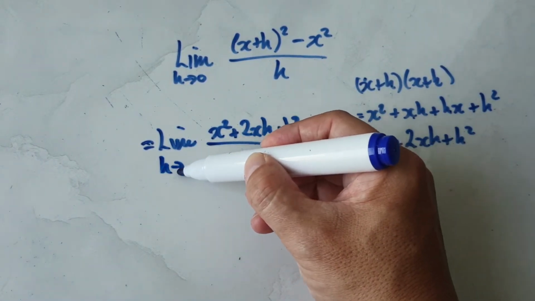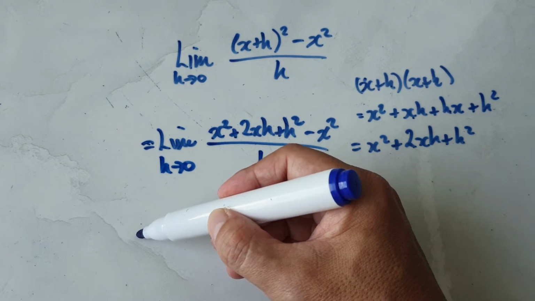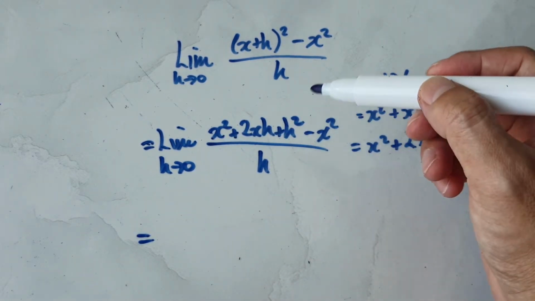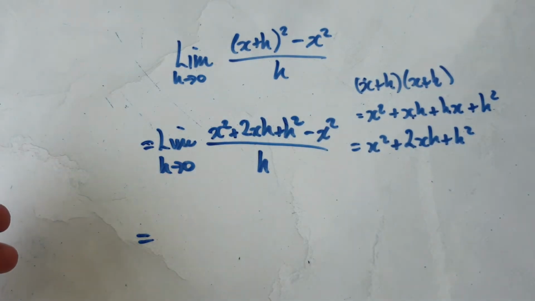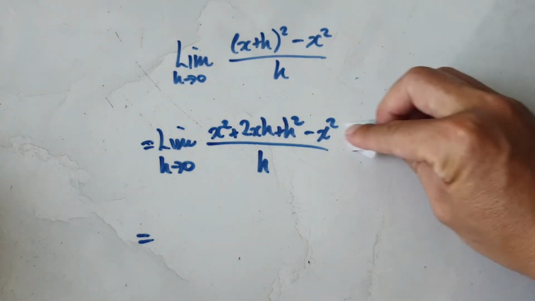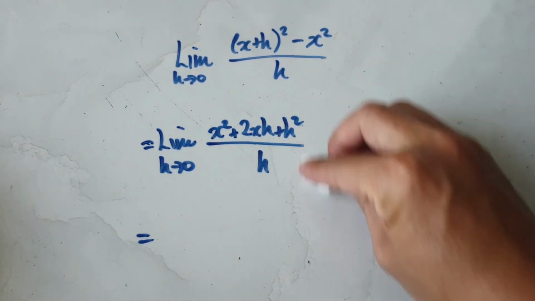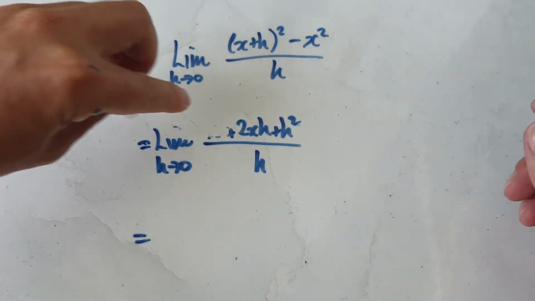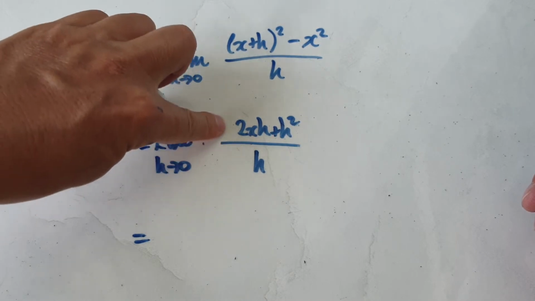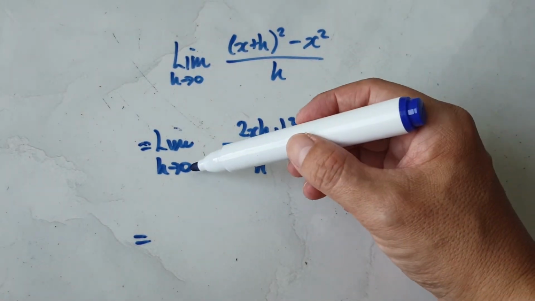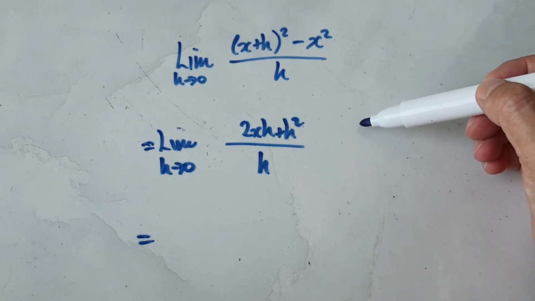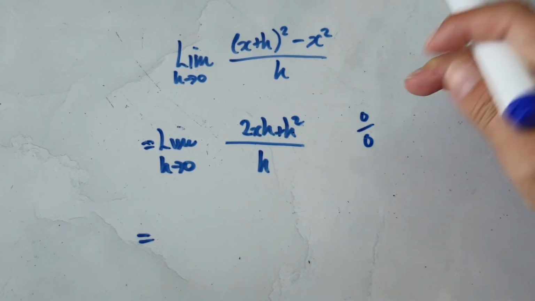Take the limit as h tends to 0. Now notice that the x squared terms will cancel each other out, giving you this expression here. Now if you try to put 0 into the h, you're going to get 0 over 0, which is meaningless.